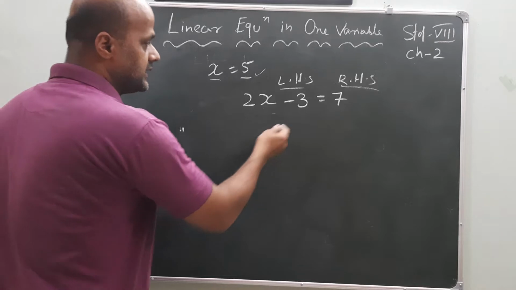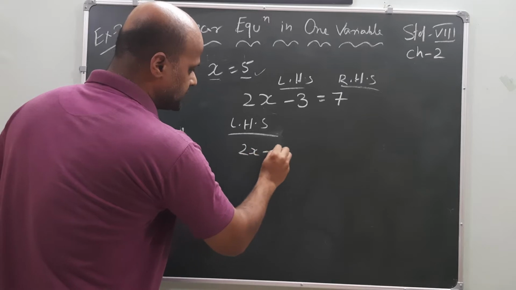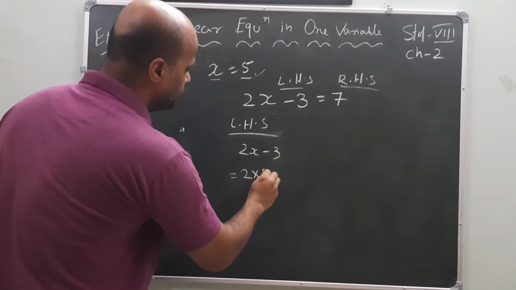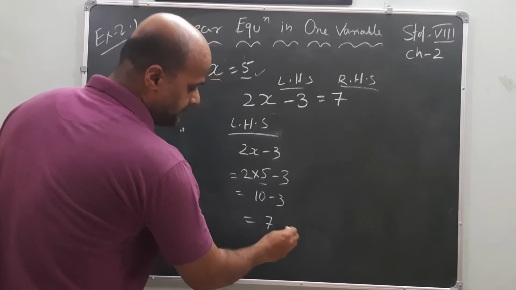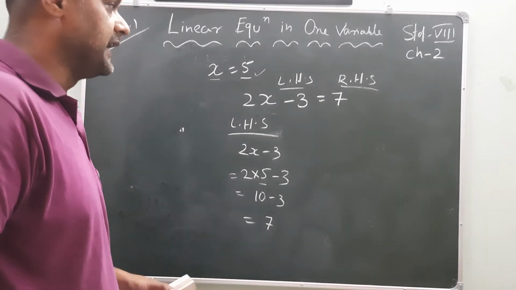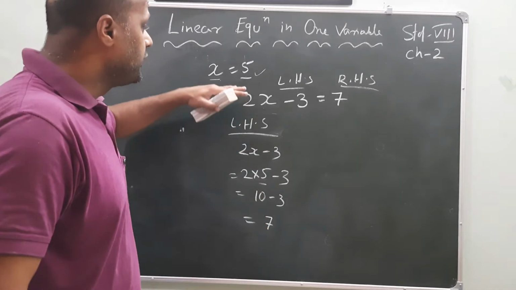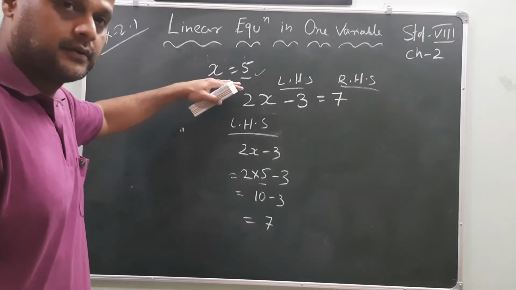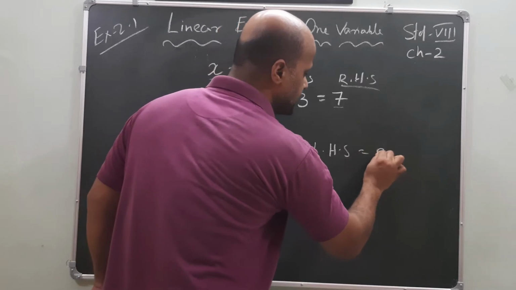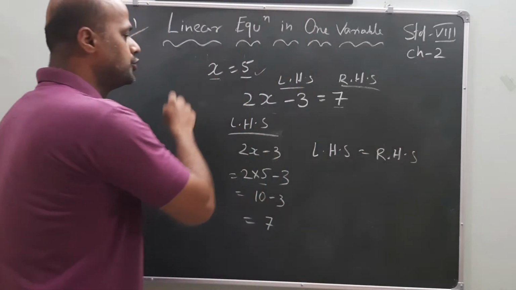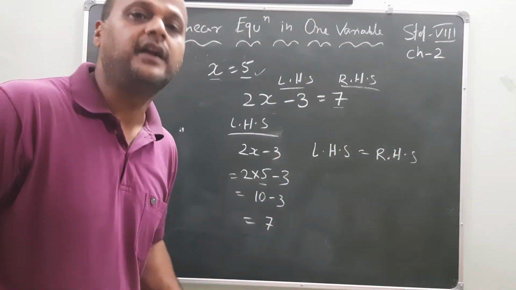Let's check it. LHS is 2x minus 3. What is 2x? 2 into 5 minus 3. 2 fives are 10, minus 3. Here the value comes 7. So when we put the value of x, 5, here, the result is coming 7. Then I will say that LHS is equal to RHS, and the value of x proves that the left hand side is equal to the right hand side.